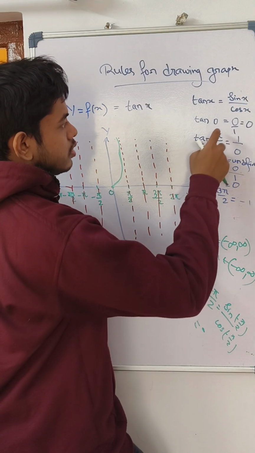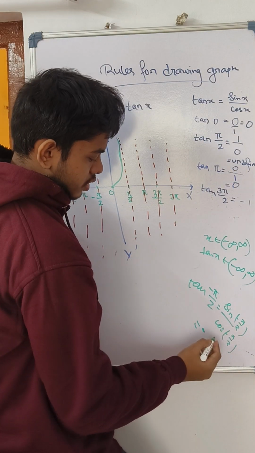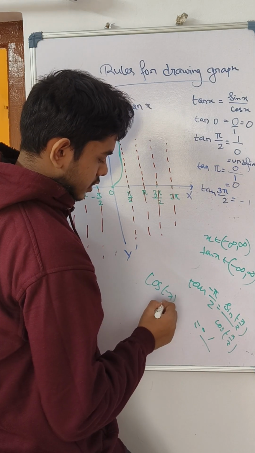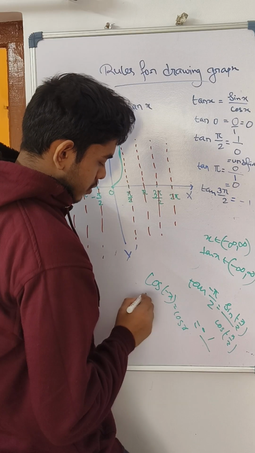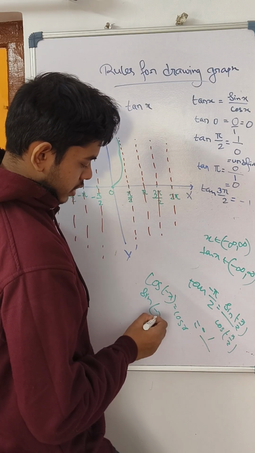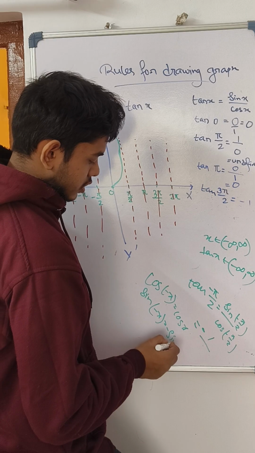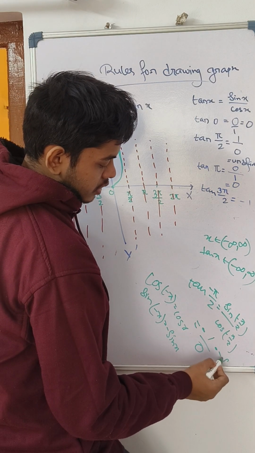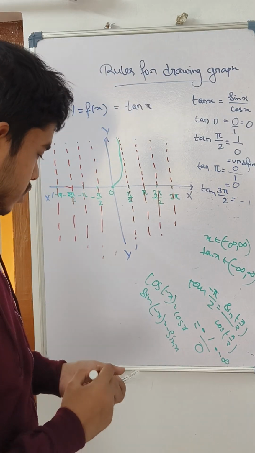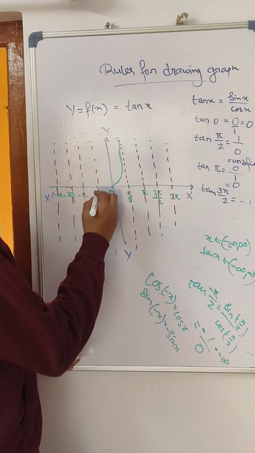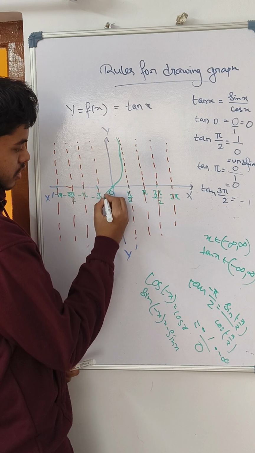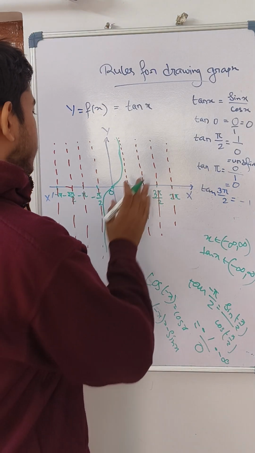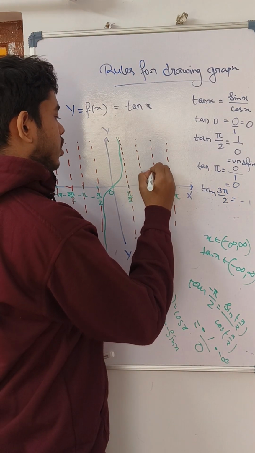Sine pi by 2 is 1, and cos of minus x is cos x. But sine of minus x is minus sine x. Okay, so it comes here. So it goes to minus infinity. So it will go like this, minus infinity. And similarly, it also does the same way.